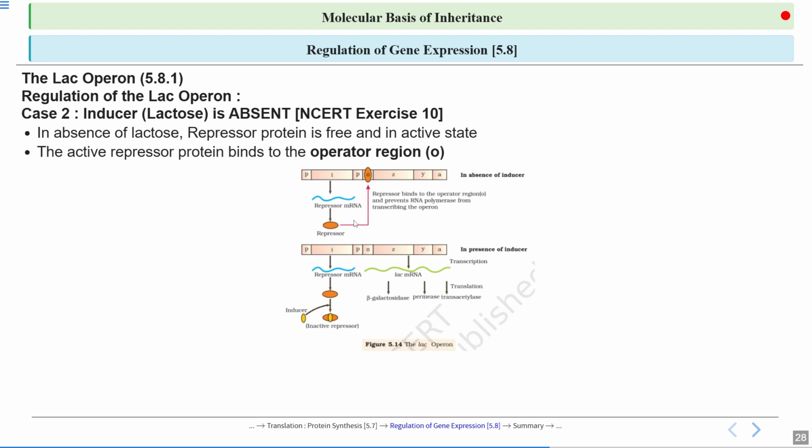Because there is no inducer, the repressor mRNA, which has formed this repressor protein with the help of the I gene, this repressor protein will go and bind to the operator region. Now the RNA polymerase will not be able to bind to the promoter. It won't allow it to bind. When RNA polymerase is not going to bind to the promoter, there will be no transcription. When there is no transcription, there will be no translation and no products will be formed.